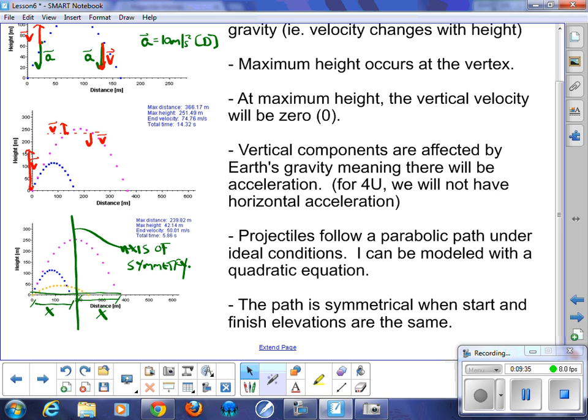There are the properties I want you to take away from projectile motion and be able to identify on a graph. Now the other thing I want to put in there, horizontal. If there's no acceleration in the horizontal, then our horizontal vector, so our velocity, is going to be the same everywhere when we draw the horizontal. Okay, so horizontal vectors will be of the same magnitude throughout.